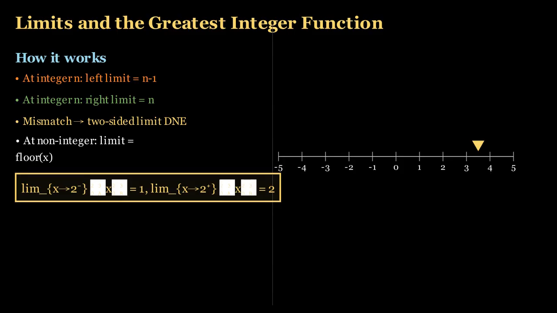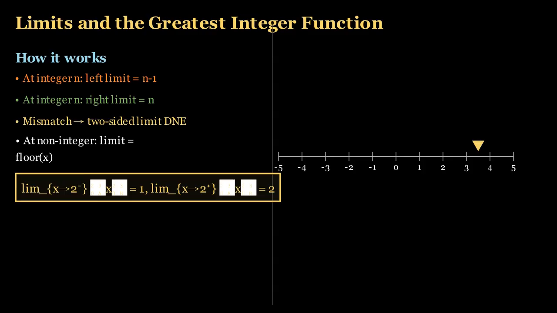Let's solve a concrete JEE style problem. Find the limit as x goes to 3 of the floor of x plus x minus 3. We can't just plug in 3 because the floor function jumps there. So we split into left and right. From the left, x is just under 3, so the floor is 2. And x minus 3 is a tiny negative number heading to 0. So the sum approaches 2 plus 0, which is 2.